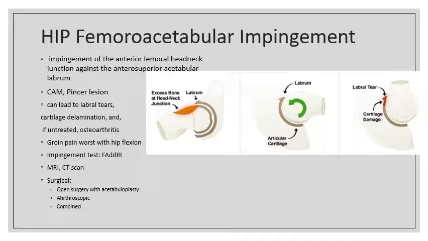So the last topic for sports is the hip femoroacetabular impingement or the FAI. Basically, it's an impingement of the anterior femoral head-neck junction against the acetabular labrum. So if you abduct, it's causing this part to abut against it. Usually there's excess bone at the head-neck junction causing some pain. So this could be divided into your cam or pincer lesion.